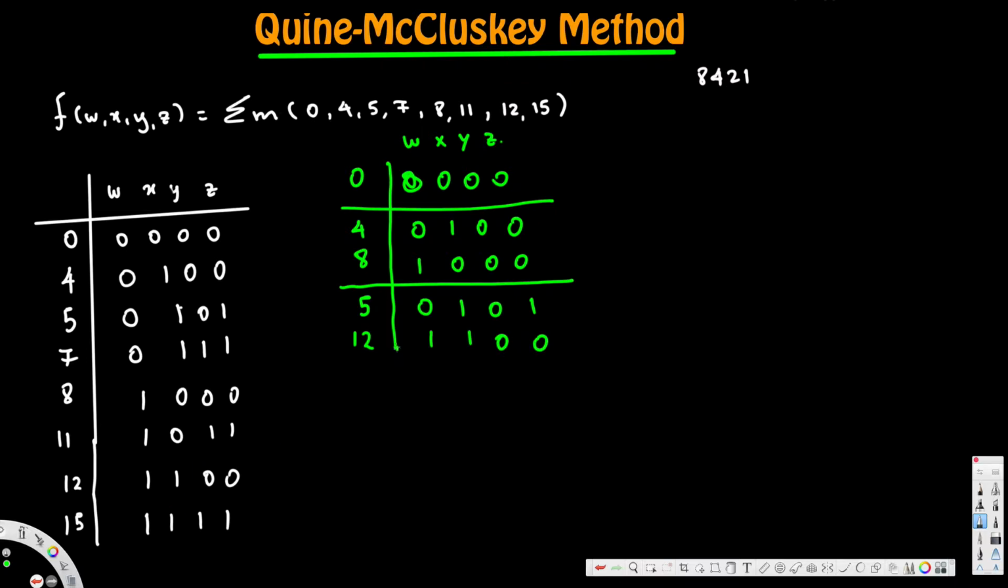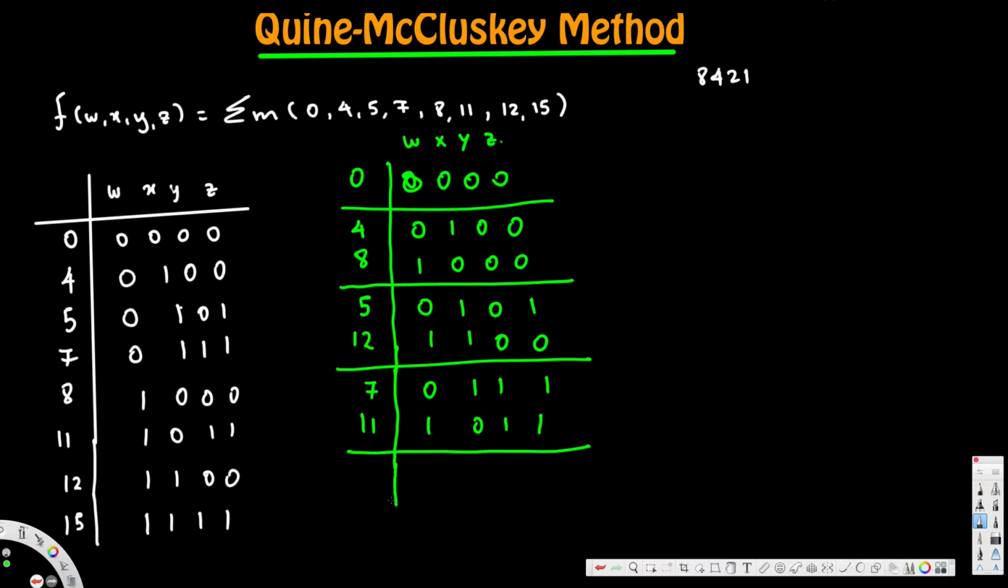Now the next thing is we have to look at the values with 1 zero. 7 has 1 zero, 0, 1, 1, 1. What else do we have with 1 zero? We have 11 with 1 zero, 1, 0, 1, 1, and we don't have any other with 1 zero. The next thing is no zeros, so only 15 has no zeros, 1, 1, 1, 1. So this is how we group them first.